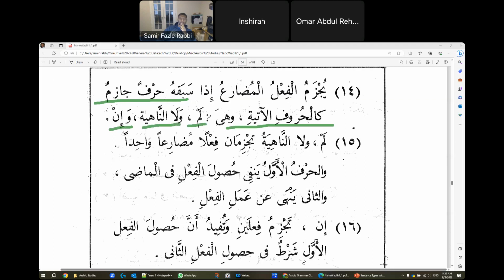Oh yeah, in. Okay, so there are these three. It could be lam, the la nahya, which is la for negating, and in, which is another one, for condition. This is a conditional thing. In, we'll discuss it further here. All right. Lam and la nahya.